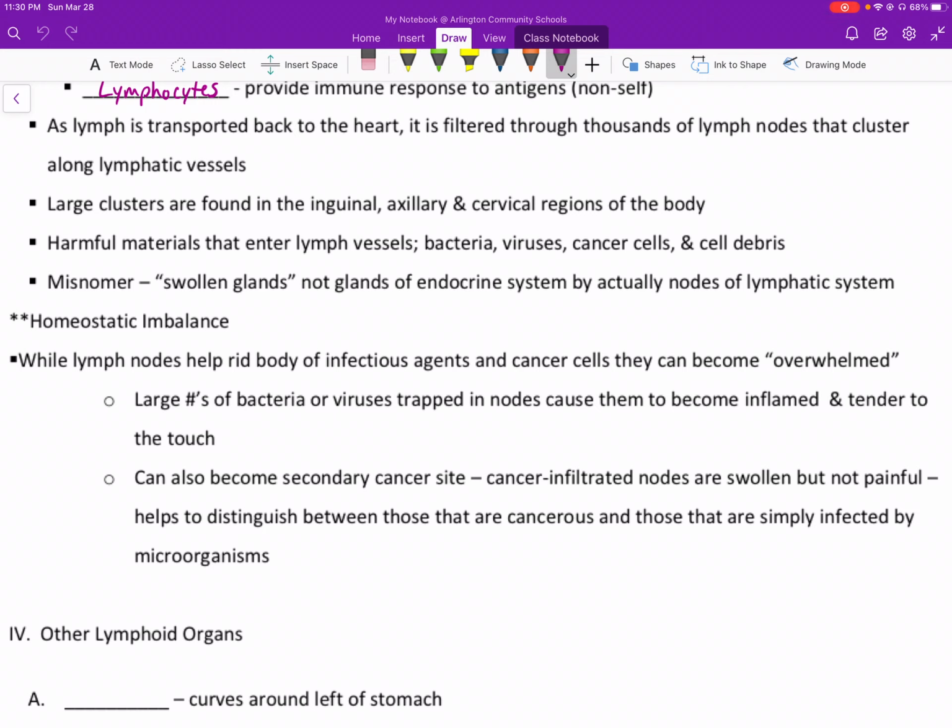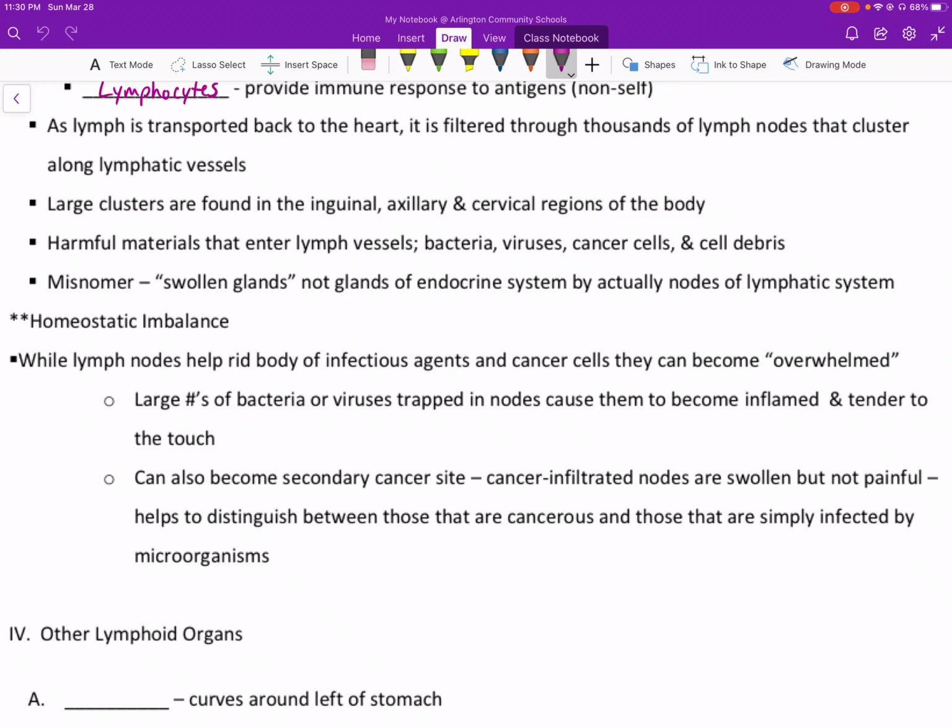Large clusters are found in the inguinal, axillary, and cervical regions of the body. Harmful materials enter lymph vessels: bacteria, viruses, cancer cells, and cell debris. Or in this case, as cells go through apoptosis, that debris is being collected so we can recycle it.